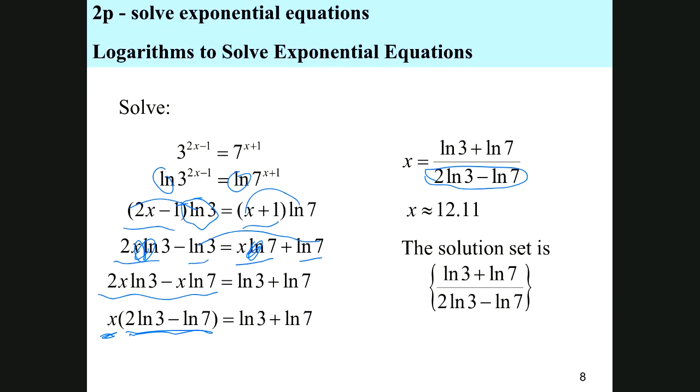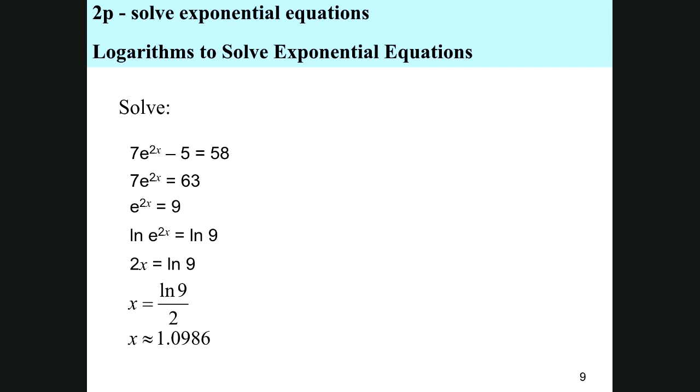The natural log of 3 plus the natural log of 7 divided by 2 natural log 3 minus natural log of 7. Again, put all that into the calculator if we need to and find an approximation, 12.11. All right, so that's how to use logarithms to solve exponential equations.